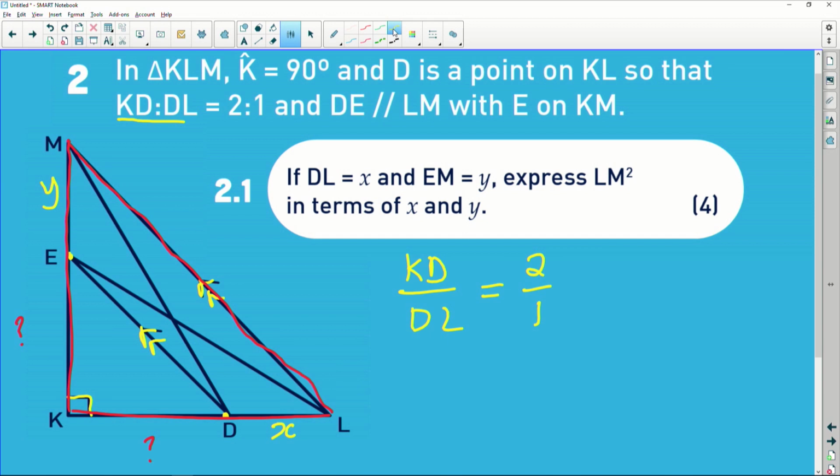Now, KD over DL is 2 over 1. That means if DL is 1x, then clearly KD will become 2x. Which means this length here can be written as 2x. Okay, cool. So now I'm going to apply my proportionality theorem.